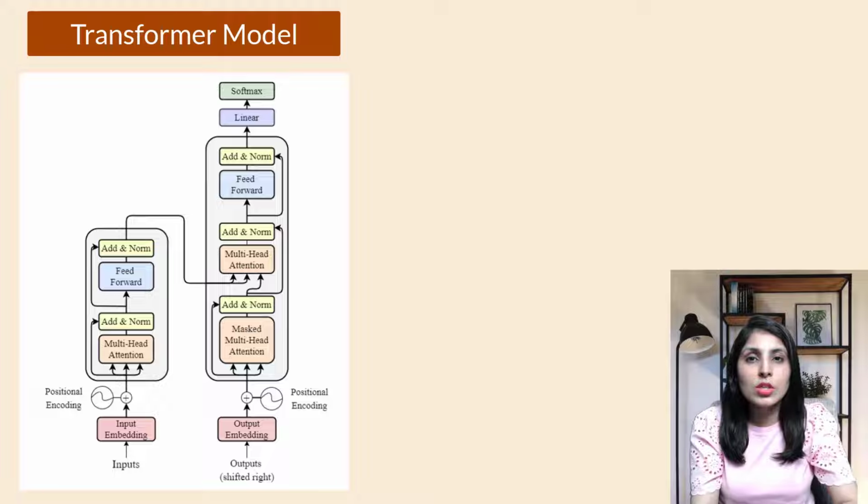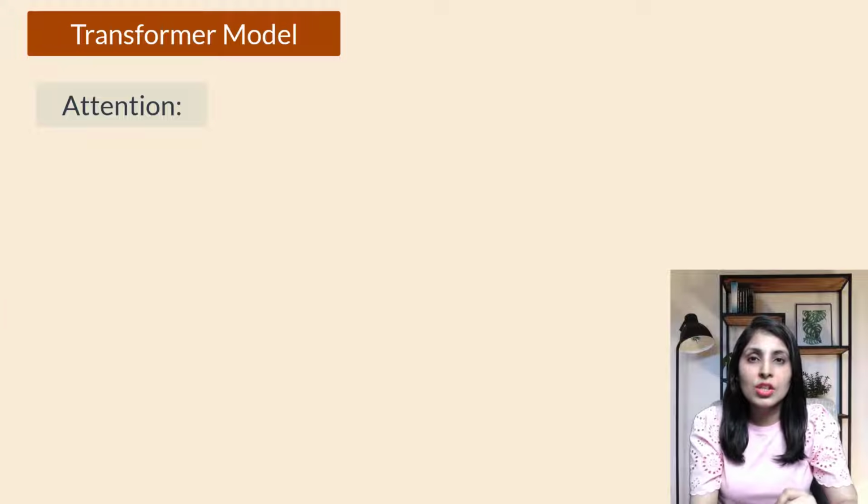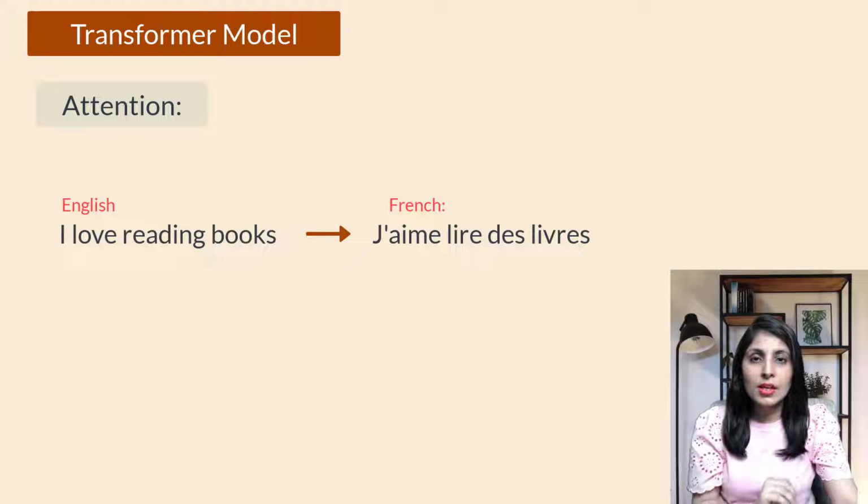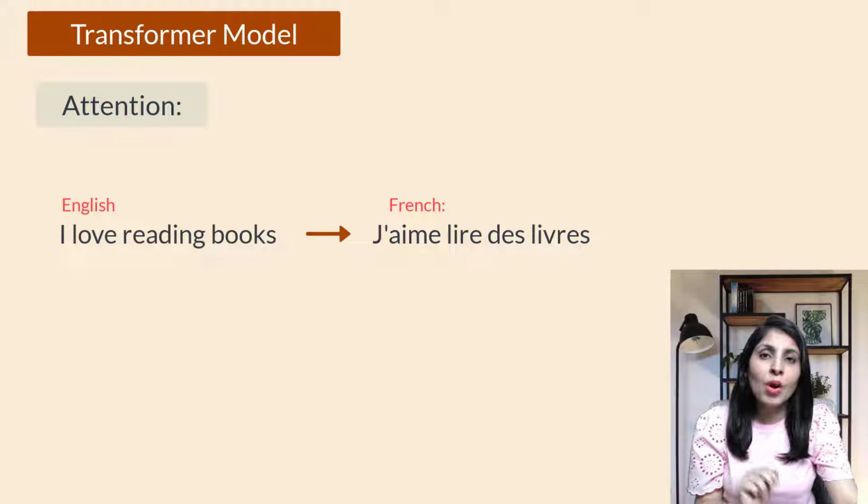So guys, in my today's video I'll talk about what are transformer networks and how transformer network works. So to understand how transformer network works, let's understand the concept of attention. Imagine you are trying to translate a sentence from English to French. When you translate, you don't just look at each word in isolation. Instead, you pay attention to the context and the meaning of the entire sentence. You give more importance to certain words that help you understand the sentence better. This is what we call attention, right?